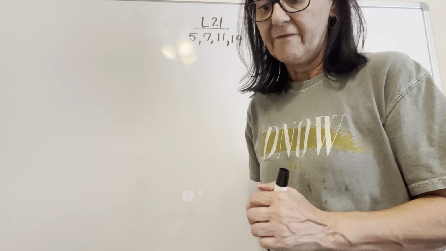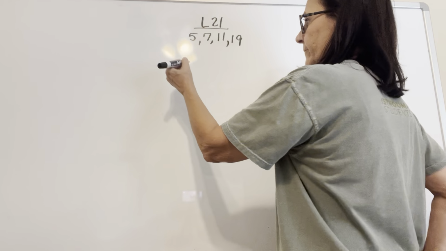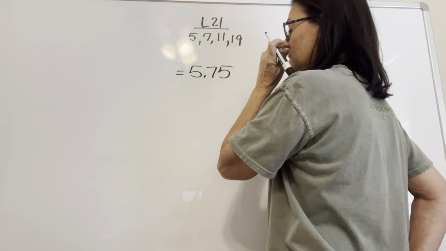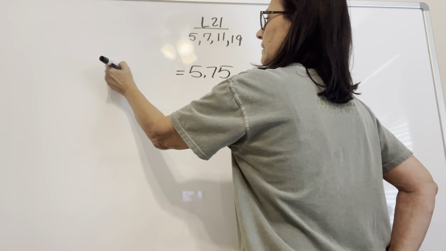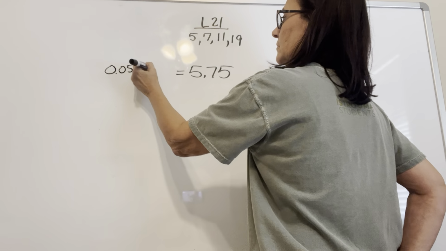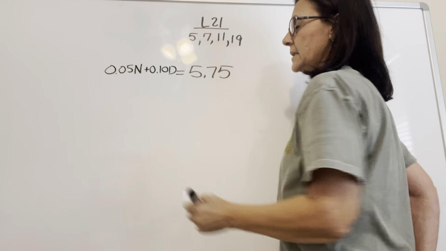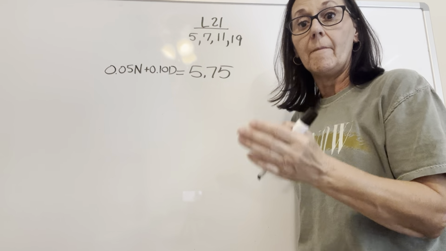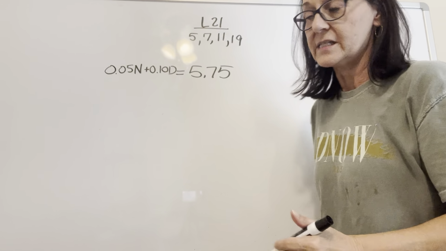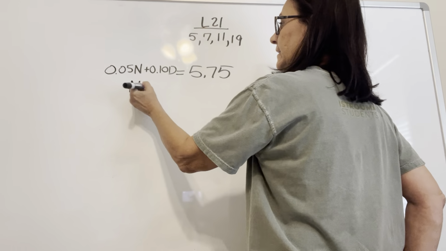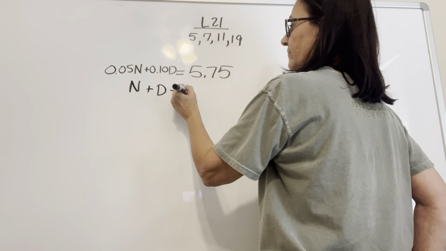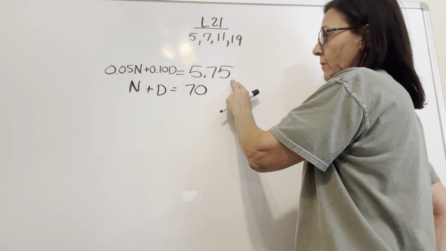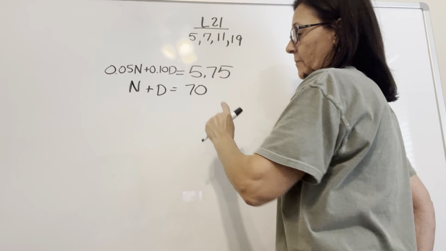Number 5 says the value of nickels and dimes is $5.75. So I take 5 cents times the number of nickels plus 10 cents times the number of dimes. That's how much. Now I need an equation for how many. It says there are 70 coins in all. So if I count the nickels and add the number of dimes, I'm going to have 70.